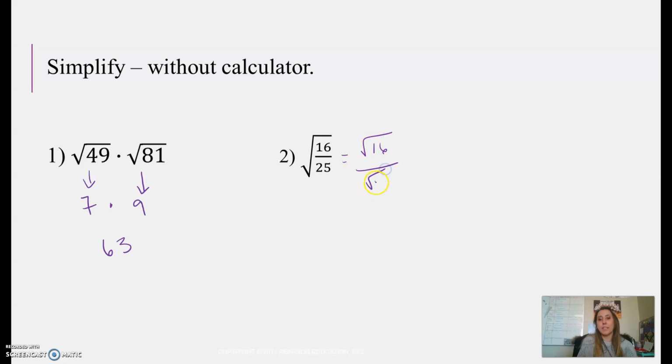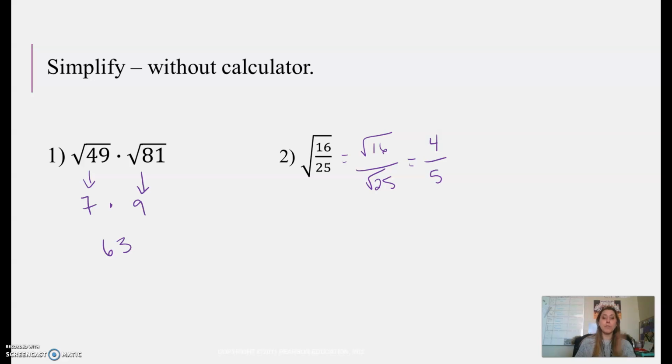So I'm going to write it as the square root of 16 over the square root of 25. Well, the square root of 16, I know, is 4, and the square root of 25 is 5. So then that is another way to simplify. So we are going to be asking you guys to do this without a calculator on your test. And I really believe that all of you will be able to do it, and we're going to be able to do it up to the 5th root.